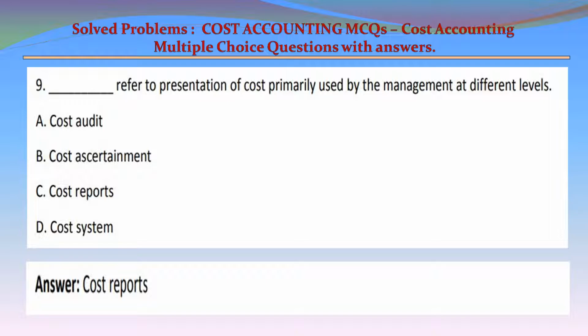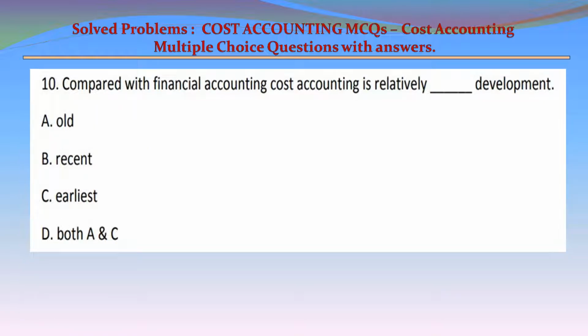Answer option C, cost reports. 10. Compared with financial accounting, cost accounting is relatively dash development. Option A, old. Option B, recent. Option C, earliest. Option D, both A and C.